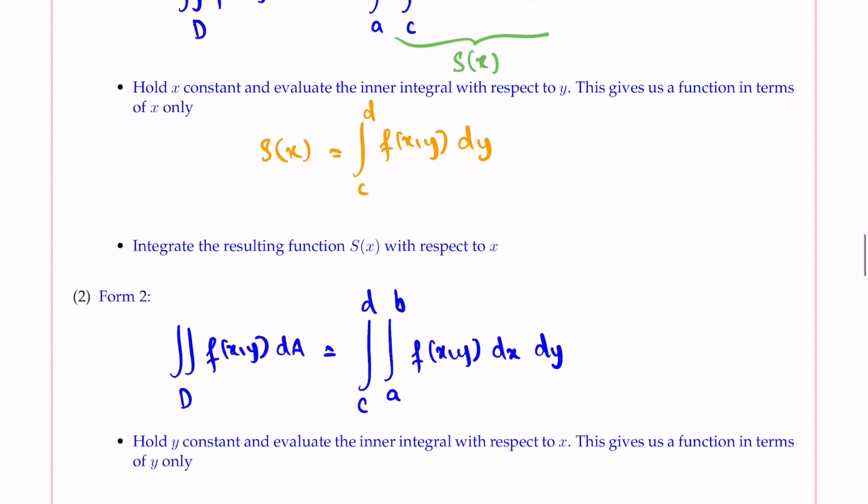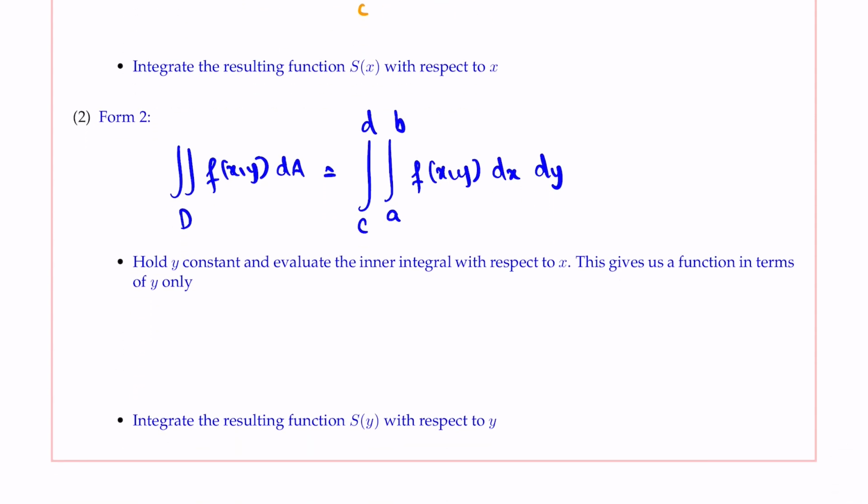So in this case, you hold y constant and evaluate the inner integral with respect to x. This gives us a function in terms of y only. So I'm going to take the inner part of the double integral and set that equal to s sub y, where s sub y is equal to the definite integral from a to b of f of x comma y dx. And then you integrate the resultant function s sub y with respect to y, and you're going to get the final result. Okay, so let's take a look at the following example.